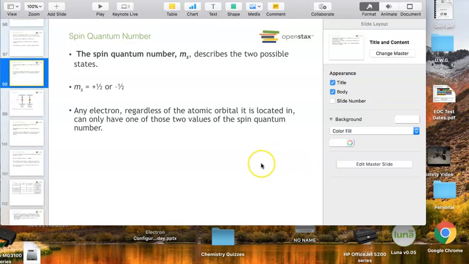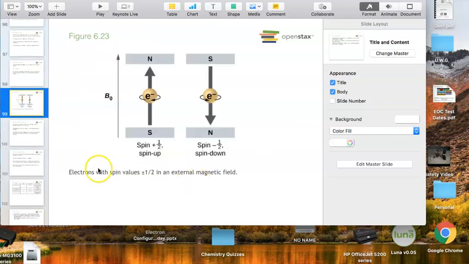All right, so we left off with spin quantum numbers. The spin quantum number, m sub s, describes the two possible states. m sub s can be plus 1/2 or minus 1/2. Any electron, regardless of the atomic orbital it's located in, can only have one of these two values of the spin quantum number. So here we see two different electrons.